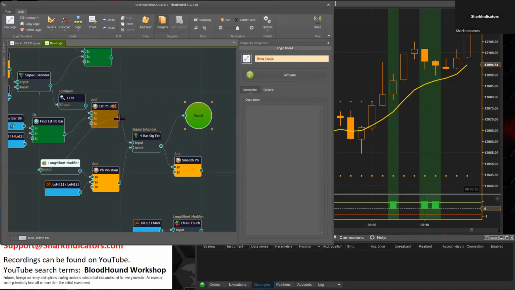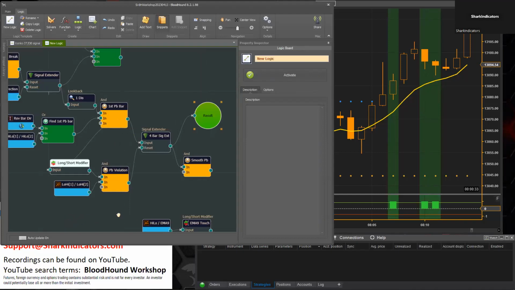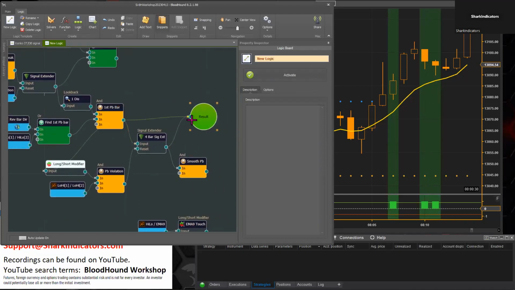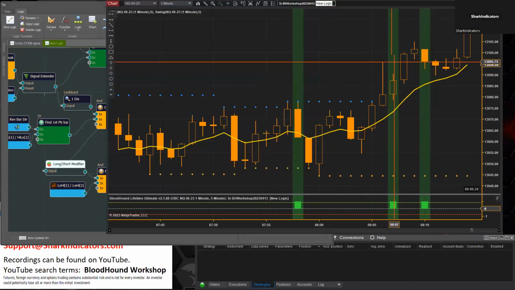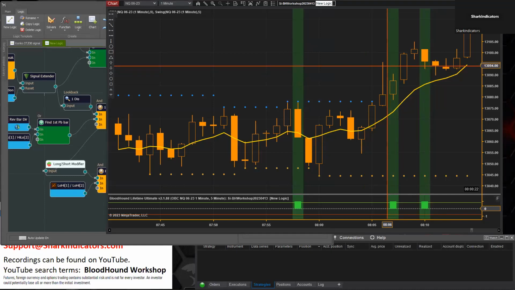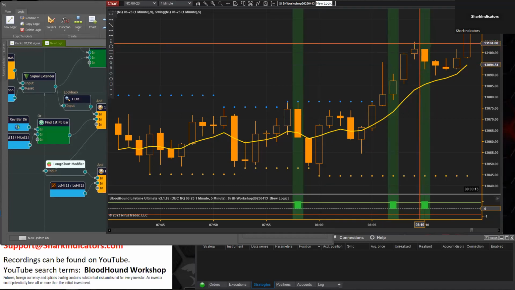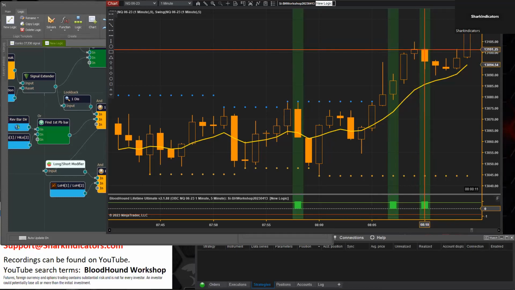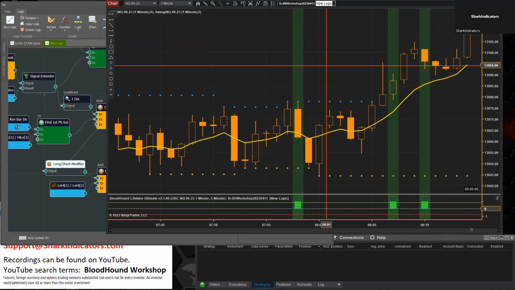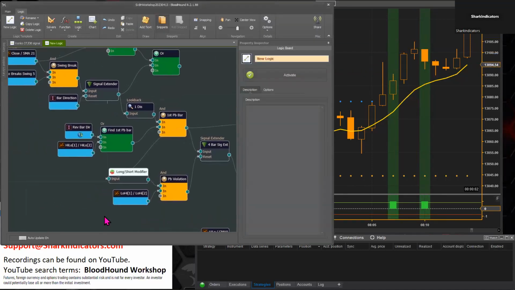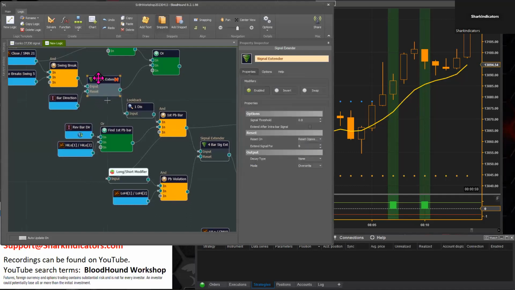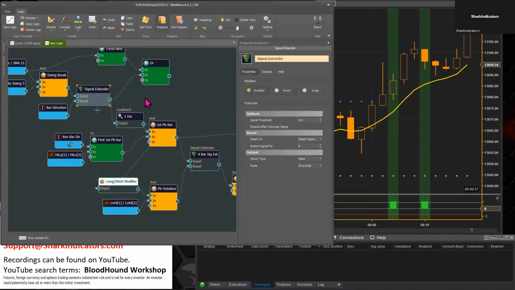Yeah, so why? Oh, yeah. So let's look at the first pullback bar. The problem is this first pullback bar: we had a lower high, and that snuck through as a pullback bar when we got this lower high. And that's because this signal extender didn't get turned off.